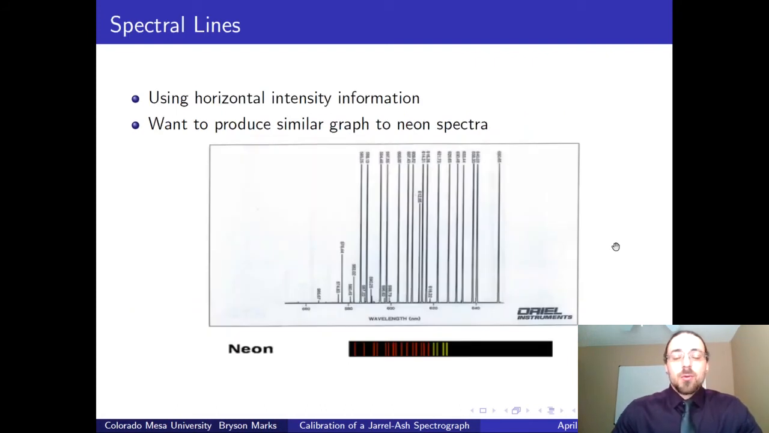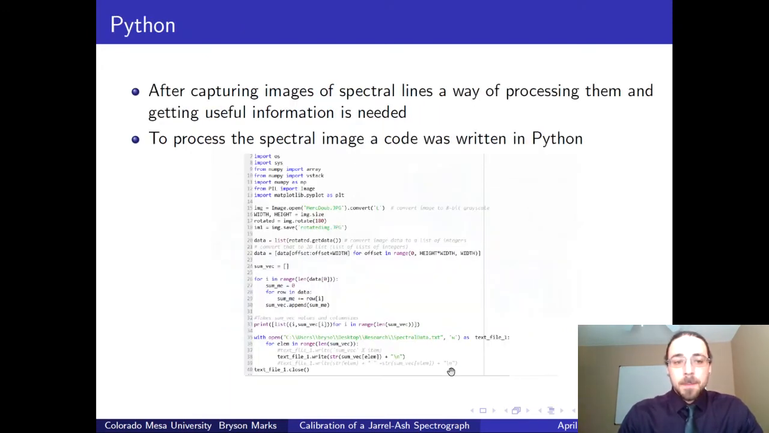So this is kind of what we're going to be aiming for. Using the horizontal intensity information, we want to produce something similar to this, the Oriel spectral packet for the neon spectral lines. Here you see the wavelength, and the height of these lines depends on the intensity of those lines. And if you look here, we have the neon spectrum. Now we want to be able to find these lines, deduce their wavelengths, calculate their intensity, and produce something like so. To do so, I used Python.